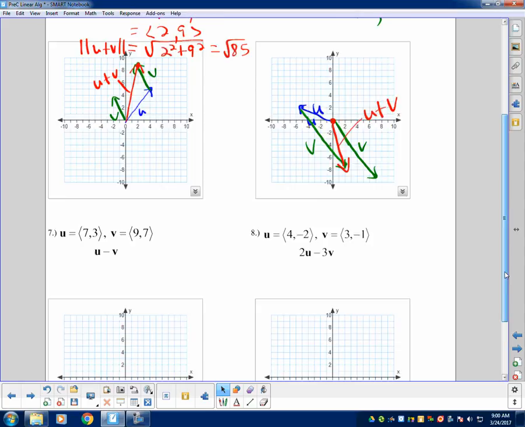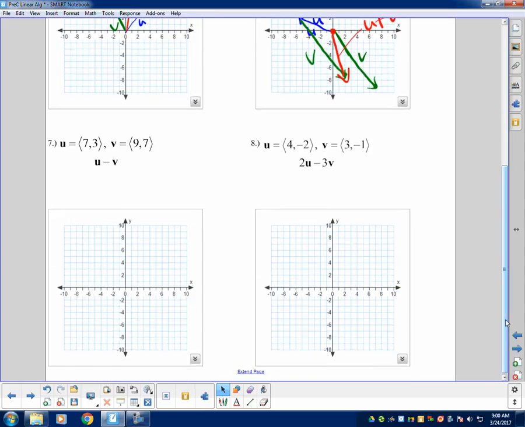All right, so we'll do u minus v here next. U is 7, 3, so go over 7, up 3. There's u. And then I've got, in a different color, vector v. It's 9 over, 7 up. Now I'm going to do u minus v.